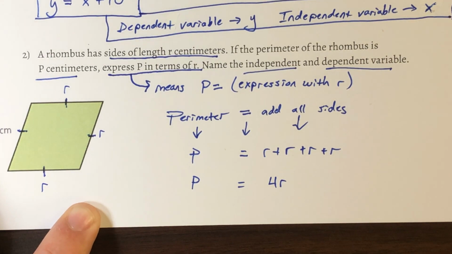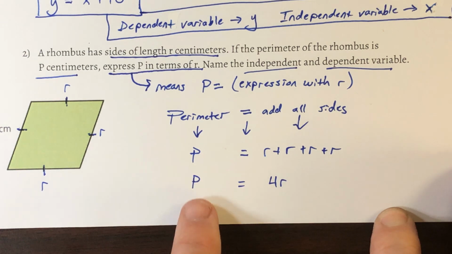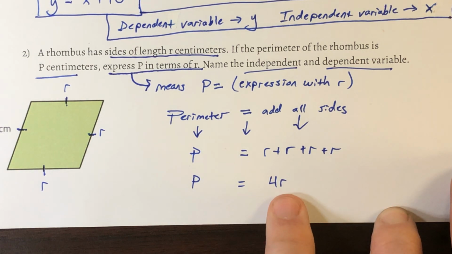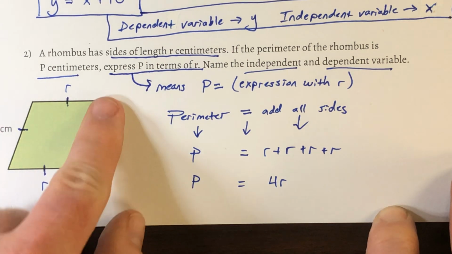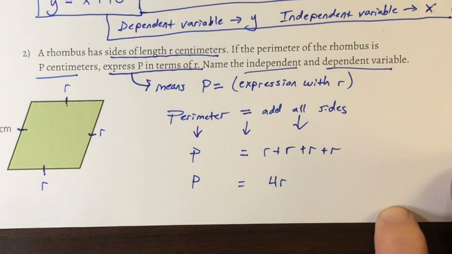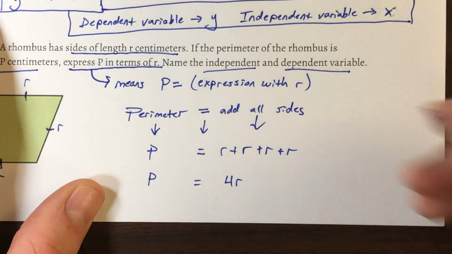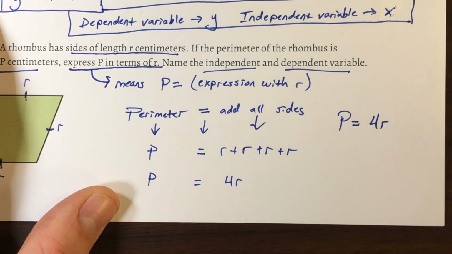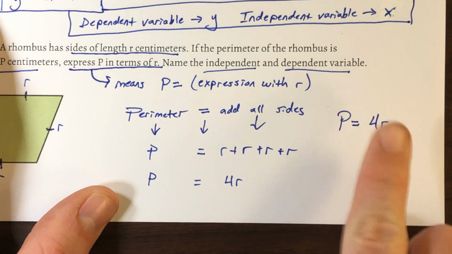It's been simplified. So the perimeter is equal to 4 times all of the identical sides. And this only works for this shape because all sides are the same. So that's our first answer. Our equation is P equals 4R. We express P in terms of R.